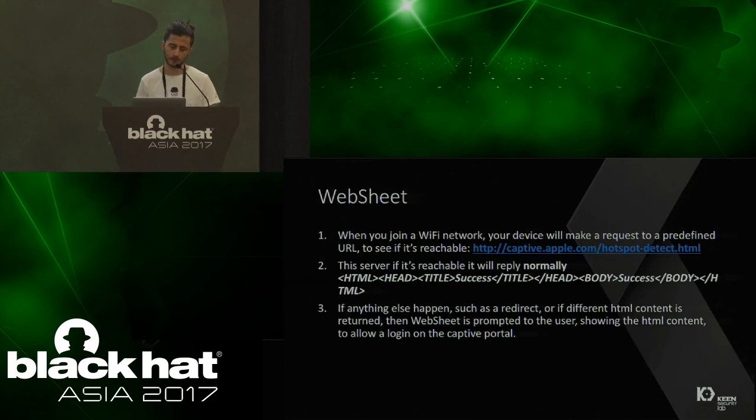When you join a Wi-Fi network, your device will make a request to a predefined URL to see if it's reachable. This URL is captive.apple.com/hotspot-detect.html. Other devices follow a similar procedure too; Google, for example, queries its own server to see if it is reachable. If the server is reachable, it will normally return this HTML content: title Success, body Success. But if something happens to the connection, such as a redirect or different HTML content being returned, then WebSheet will be prompted to the user, showing the HTML content or the redirect in order to make the user log in to the Wi-Fi.